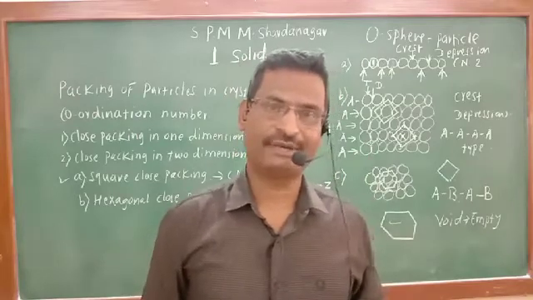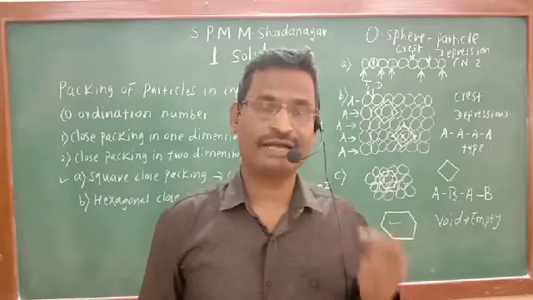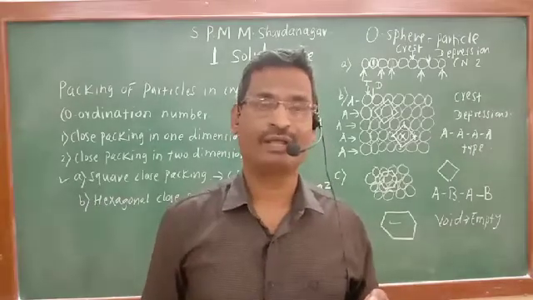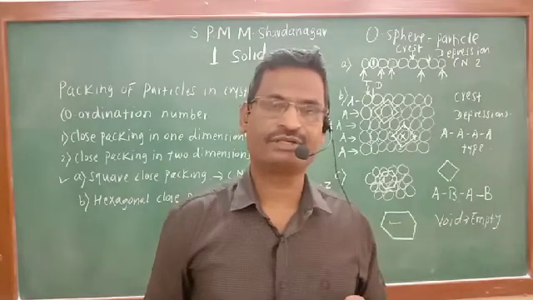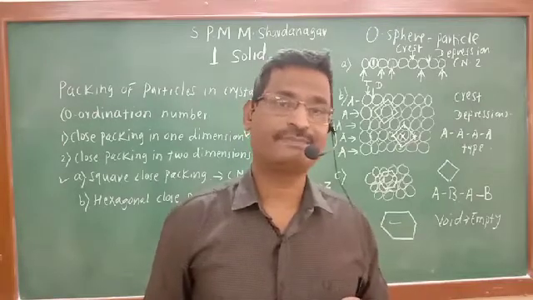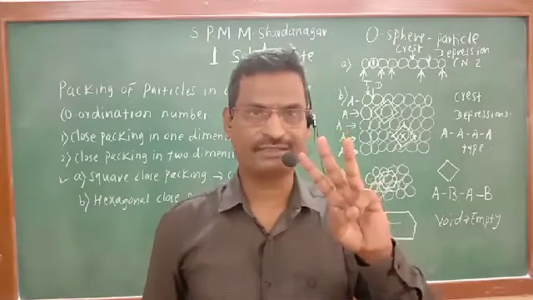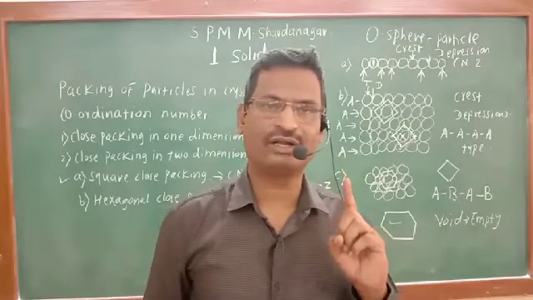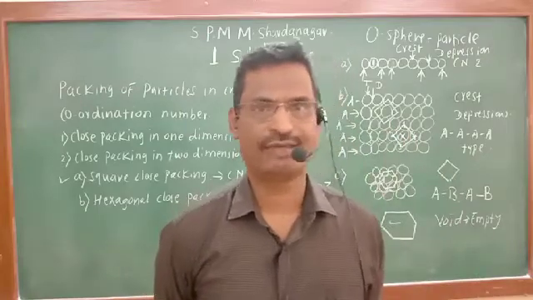Whereas in FCC, face centered cubic crystal, we have seen that besides 8 corners all the 6 faces are covered by half particle. Each face constitutes a half particle, half circle. 6 faces are there, half into 6, that gives 3 particles, and one more particle is present among 8 corners. Therefore totally 4 particles are present in the face centered cubic crystal.